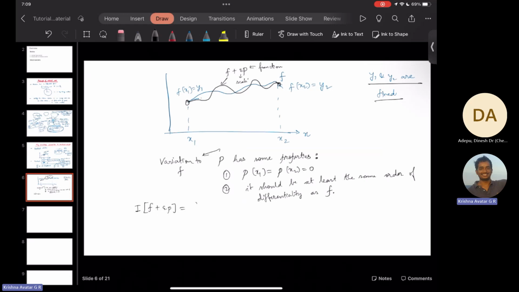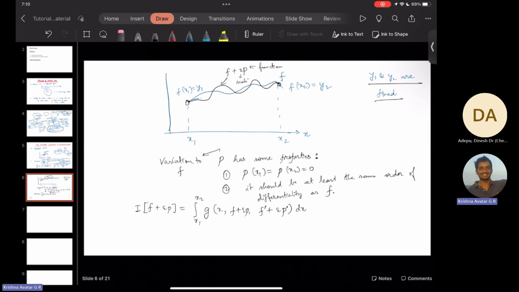When we use this, we will have the integral from x1 to x2, and inside as an integrand we have g of x, f plus epsilon p, comma f prime plus, since epsilon is just a constant, just p prime, into dx. Now what we do is, let's take the limit of epsilon tends to 0.